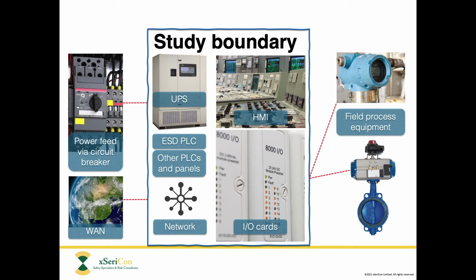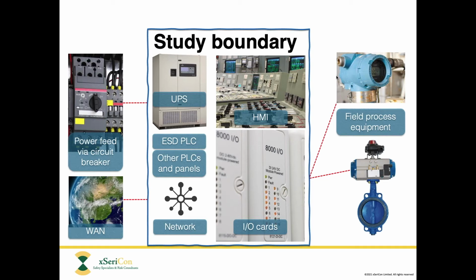What I would consider to be out of scope would be, on the left side, you can see the power feed. So we certainly consider loss or upset of the power feed to the control system as an issue, but we don't need to understand the root causes of that in detail for CHAZOP. Sometimes those root causes would be studied as a separate type of study, sometimes called electrical HAZOP or eHAZOP.